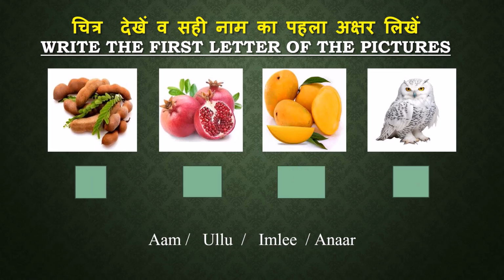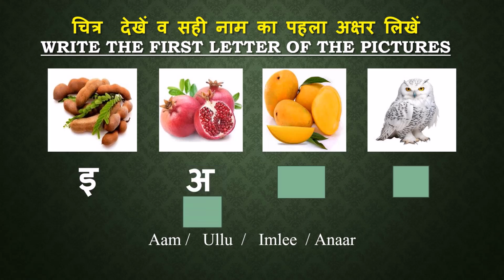The first picture is tamarind. In Hindi, we call it imli. Therefore, the first beginning letter of imli is, correct, it is E. The next picture is of pomegranate. In Hindi, pomegranate is known as anar. Therefore, the first letter would be of anar, a.